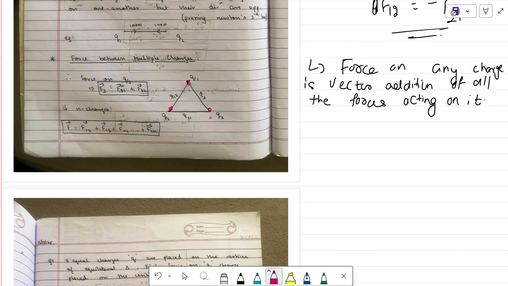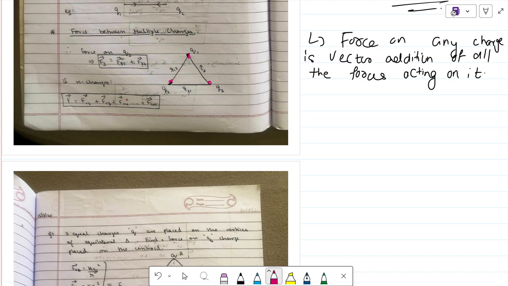Which charges will exert force on the third charge? Obviously the second charge and the first charge are in its vicinity, so the force of the second charge is acting on the third charge and the force of the first charge is acting too. So the net force F3 is always equal to the vector addition of the forces due to the second and the first charges. This vector addition needs to be performed using the laws of vectors, which you studied in the previous chapter, the vectors chapter in class 11.